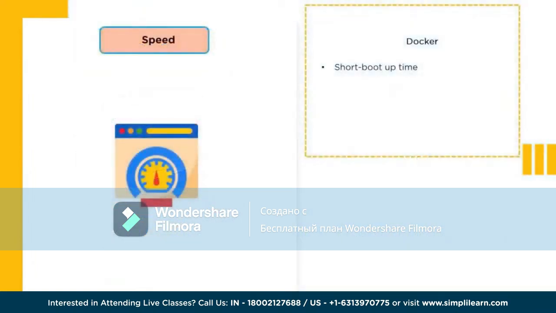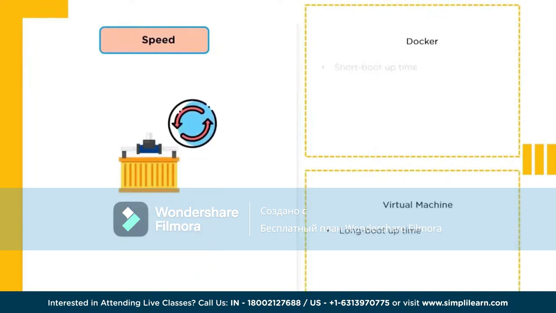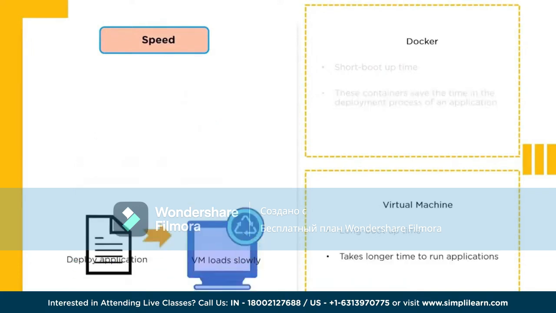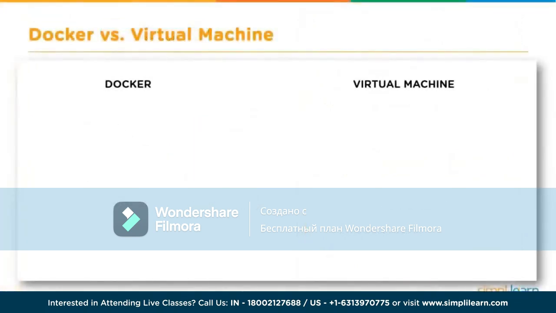The boot-up time between the two is very different. The application in Docker containers starts without any delay since the operating system is already up and running. On the other hand, virtual machines take much longer than a container takes to run applications. These containers were basically designed to save time in the deployment process of an application, whereas in virtual machines, to deploy a single application, the virtual machine needs to start an entire operating system, which would result in a full boot process. So those were the major differences between Docker and a virtual machine.